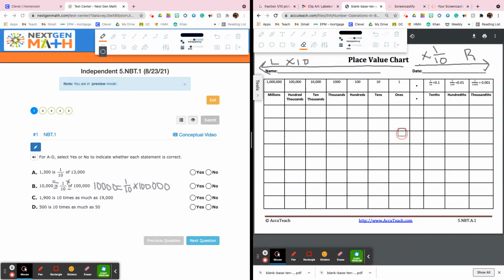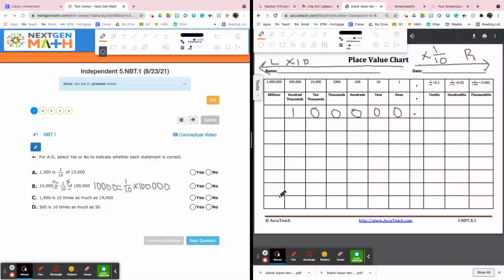If you said 100,000, you're correct. So I'm going to start by looking at my one and I'm going to ask myself, where does my one land on the place value chart? And if you said the 100,000, you're correct. The rest will be zeros. 1, 2, 3, 4, 5. 100,000 has 5 zeros. Don't forget our decimal.